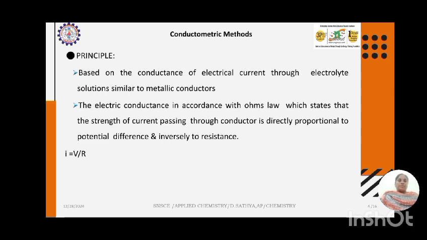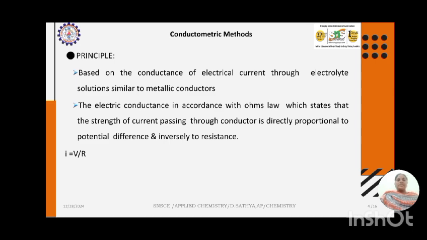So, the principle of conductometric titration. During the titration process, one ion is replaced with another, and the difference in the ionic conductivities of these ions directly impacts the overall electrolytic conductivity of the solution. That means it is based on the conductance of electric current through the electrolytic solution, similar to a metallic conductor.